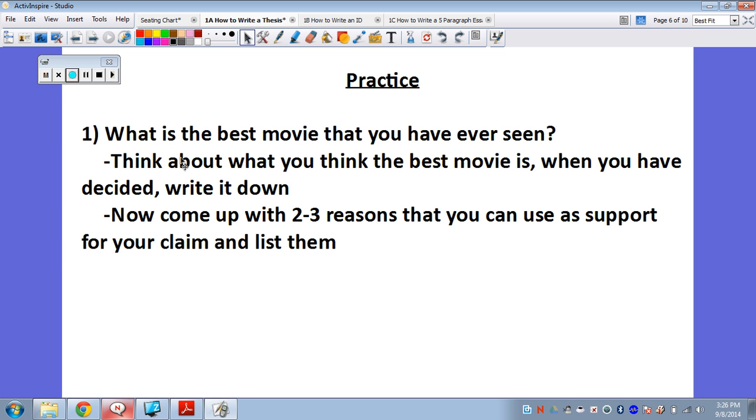What's the best movie you've ever seen? Think about what you think the best movie is. When you've decided, write it down. Then, following the rest of your sheet, I'm going to want you to come up with 2 to 3 reasons that you can use as support for your claim and then list them. Now, once you've done all of that, combine it into a sentence: restating the question, because, and then the reasons. Go ahead and press pause on the video now so that you can take a minute and do this.